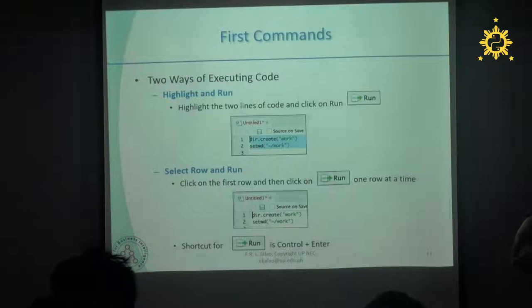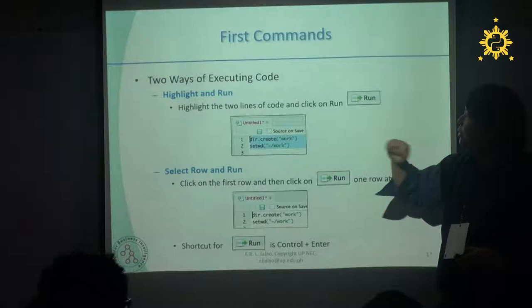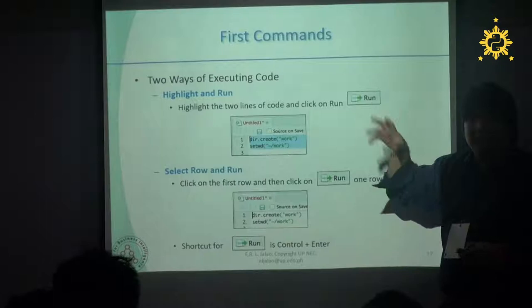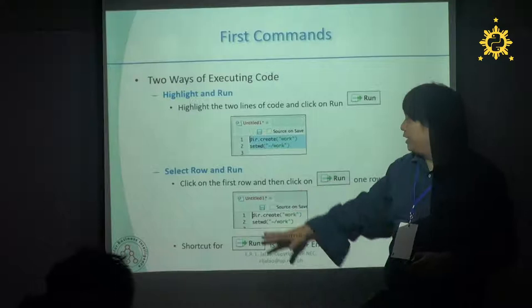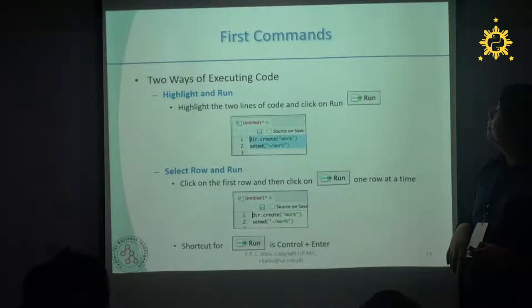Okay. So sa R and sa Jupyter, for us to execute code is just to simply highlight and click on run. Ganun din sa Jupyter. So if we are to do coding later, and if I tell you to run the code, just highlight those codes and click on run. Or just simply kung saan kayo sa terminal, lahat ng nasa loob ng terminal, click on run, all lines will be executed. Okay.